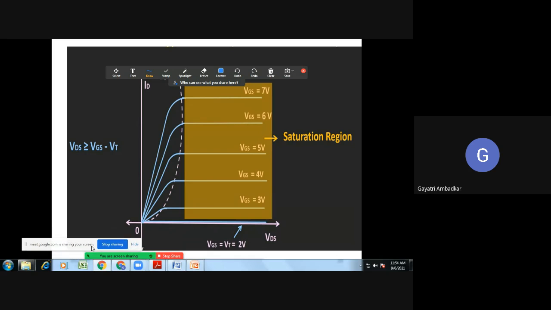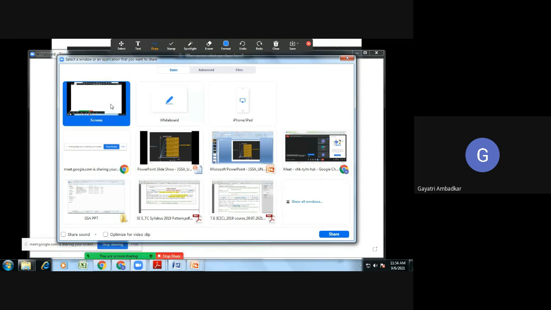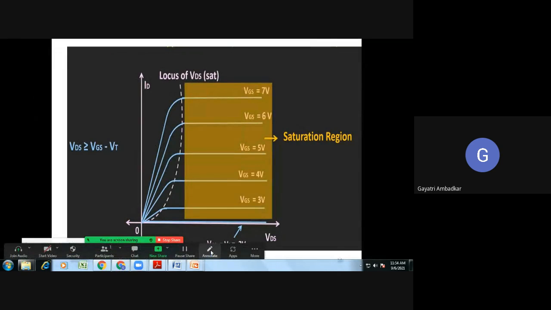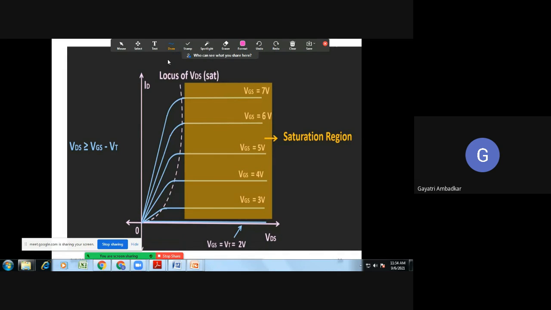So if you see these characteristics, on the x-axis we are showing VDS, and on the y-axis we are showing drain current. So this is drain current ID, and this is drain to source voltage. When we want to observe the relation between these two, we keep one parameter constant, that is VGS. So for different values of VGS, we can observe the relation between ID and VDS.